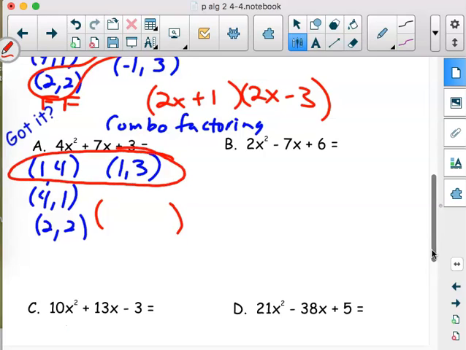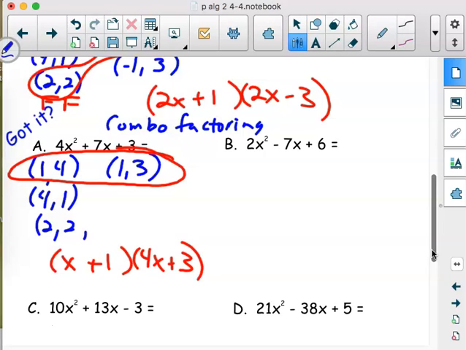So again, oh, and I'm writing too big. Let me put it down here. Remember, these came from first times first, and this came from last times last. And again, you could totally check that by doing FOIL and making sure you get 4x squared plus 7x plus 3. Alrighty, let's go to B over here.